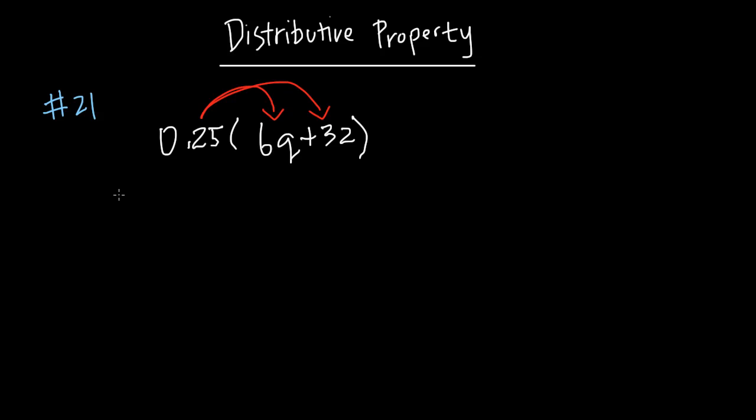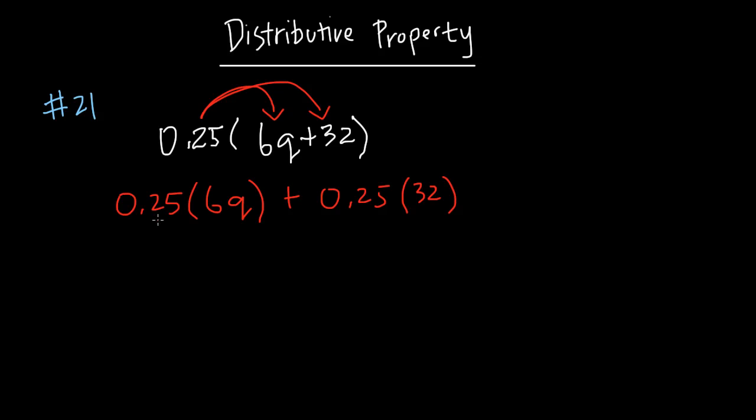And so what we should end up with essentially is 0.25 times 6q plus the second part. We're going to keep the plus because it's the same sign, and so we're going to take 0.25 times 32. Make that 2 a little clearer there.